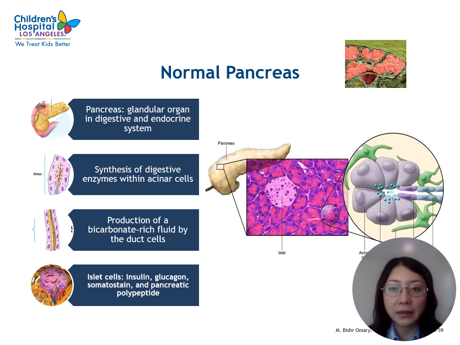And those pinkish cells are islet cells. They produce insulin, but not just insulin, they also produce glucagon, somatostatin, and pancreatic polypeptide.